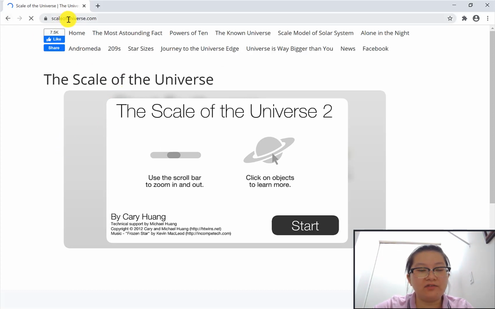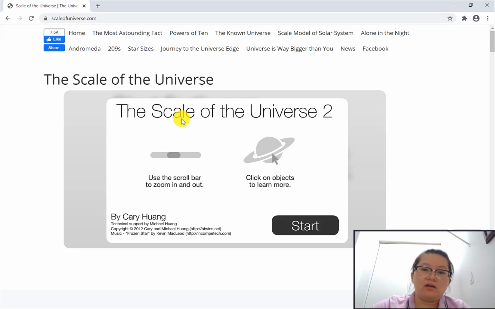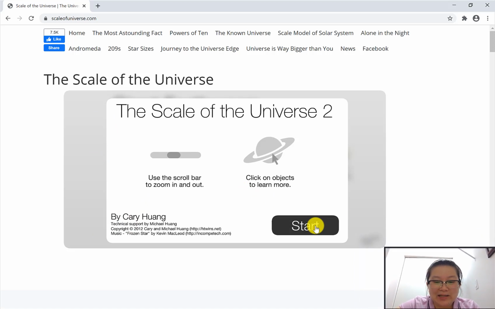It's called scaleofuniverse.com, scaleofuniverse.com. You could type this in, or I typed into Google Scale of the Universe, and I think there's also a part 2 or a better version or something. You just have to search it on Google. And I guess this is this one. It says the Scale of the Universe 2, but anyway. So we're going to start. I think there's some music, but we'll take a look at it and see what it gives us.